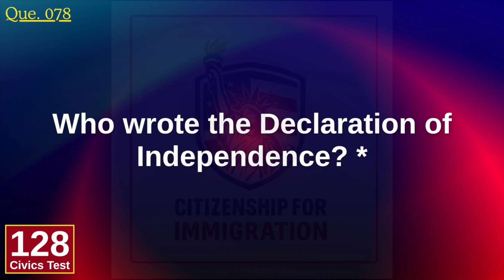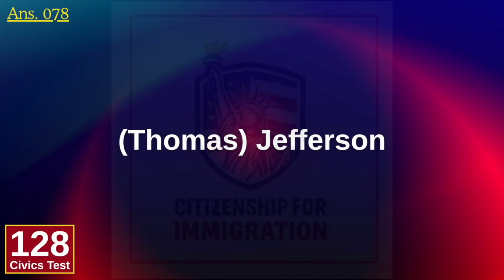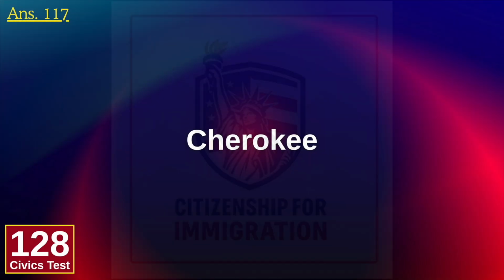Who wrote the Declaration of Independence? Thomas Jefferson. Name one American Indian tribe in the United States. Cherokee.